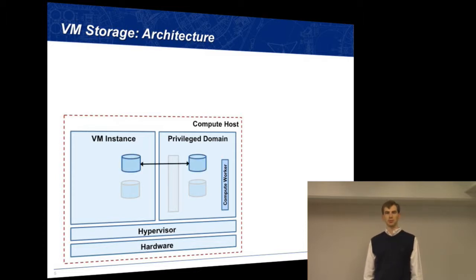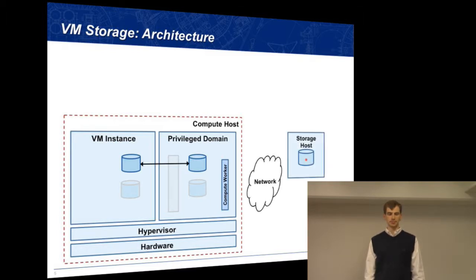We start with the compute host. We're going to launch a virtual machine instance. So we're going to take storage on the compute host, and we're going to make that available as ephemeral storage to the virtual machine. And that ephemeral storage is typically going to be backed by either a disk partition on the compute host or some kind of backing file, like a QCOW2 file.